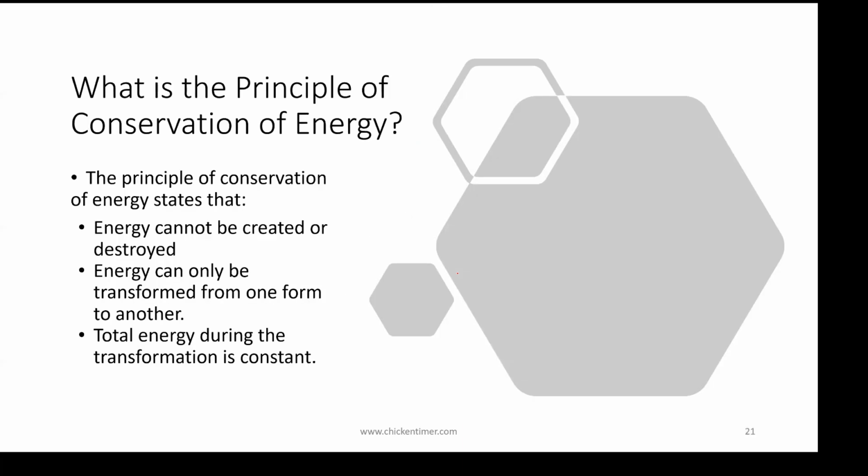So what we have here is the principle of conservation of energy. What it means is that the amount of energy we have is constant. Energy cannot be created, and it also cannot be destroyed. That means if it's 100 joules of energy, it will always be 100 joules. What happens to the energy is that it becomes transformed from one form to another form.